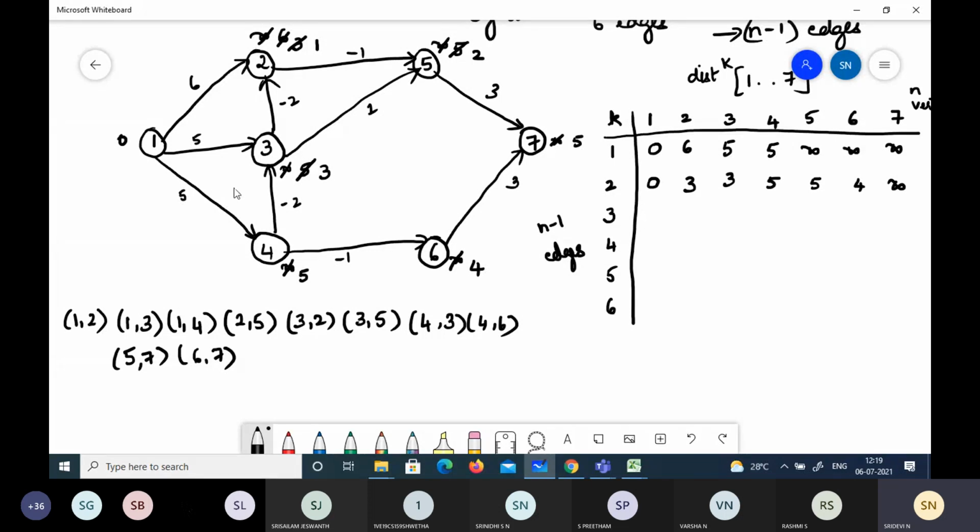So what are the new values we have got? At 1 it is 0, at 2 it is 1, at 3 it is 3, at 4 it is 5, at 5 it is 2, at 6 it is 4, and at 7 it is 5. We have got the shortest path. Now, let's try keeping 4 edges.